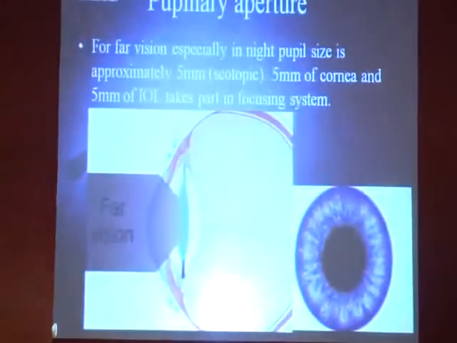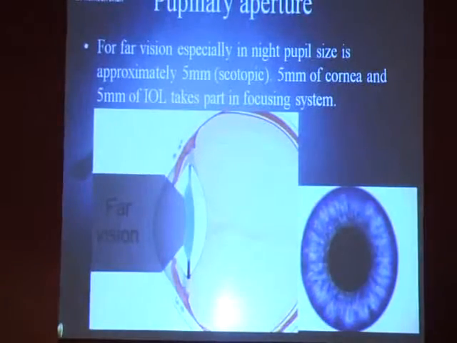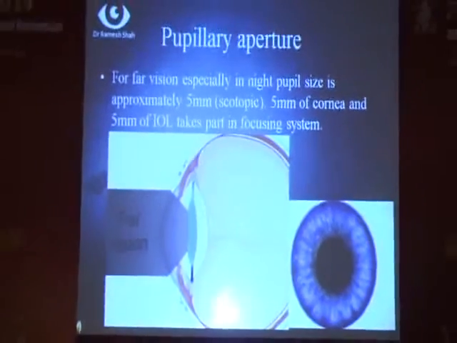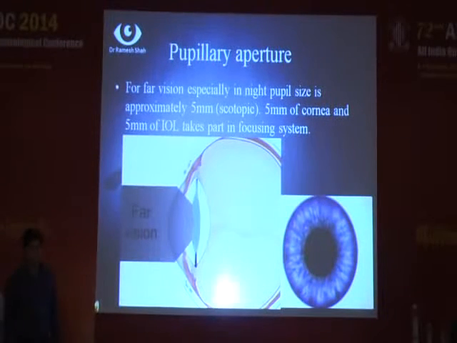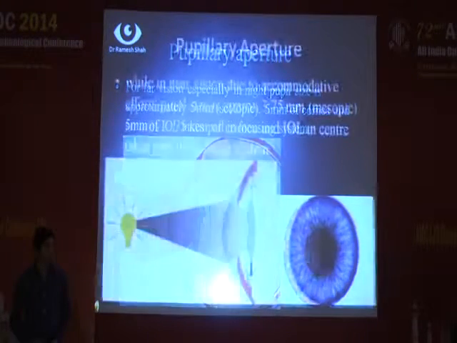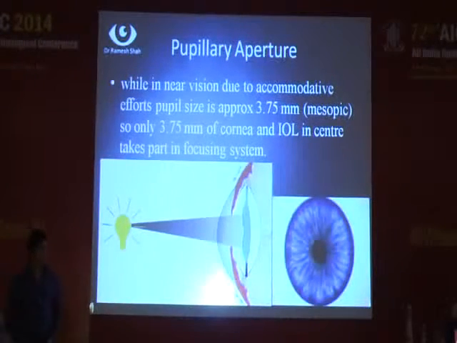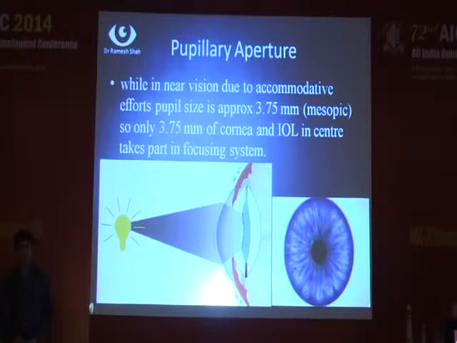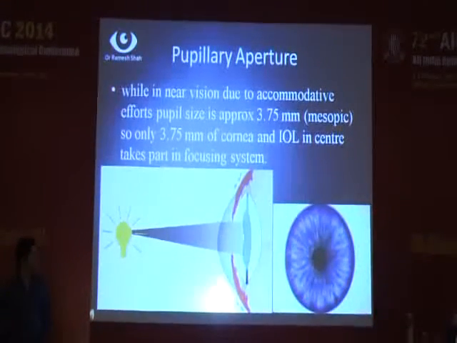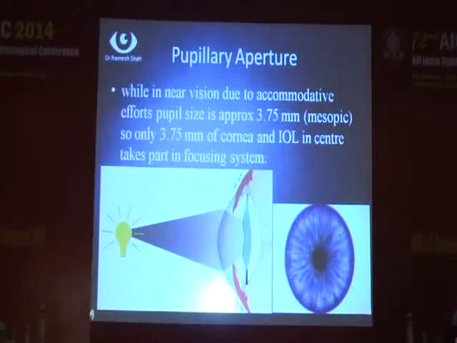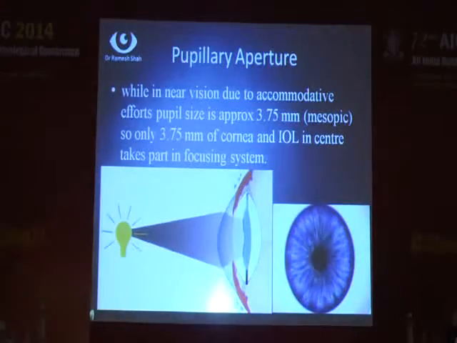For distant vision, pupil size is approximately 5 mm. So, 5 mm of cornea and IOL takes part in focusing the image. While for near vision, pupil is approximately 3.75 mm. So, only 3.75 mm of the cornea and IOL takes part in focusing the image.